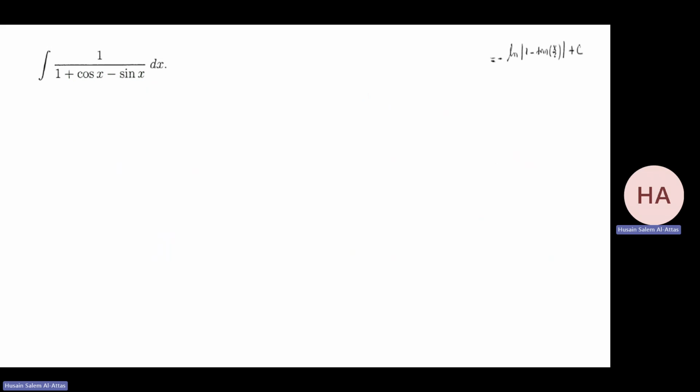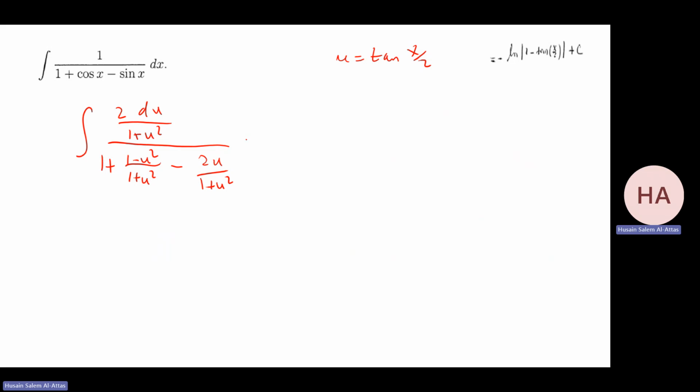1 over 1 plus cosine x minus sine x. I don't know if we did it before or not, but let me do it again. Do the substitution. u equals tan x over 2. Substitute, I have 2 du over 1 plus u square, over 1 plus cosine, which is 1 minus u square over 1 plus u square. Sine is 2u over 1 plus u square. Now I have 2 du over 1 plus u square, over 1 plus u square plus 1 minus u square minus 2u, all over 1 plus u square. Okay, this is cancelled.